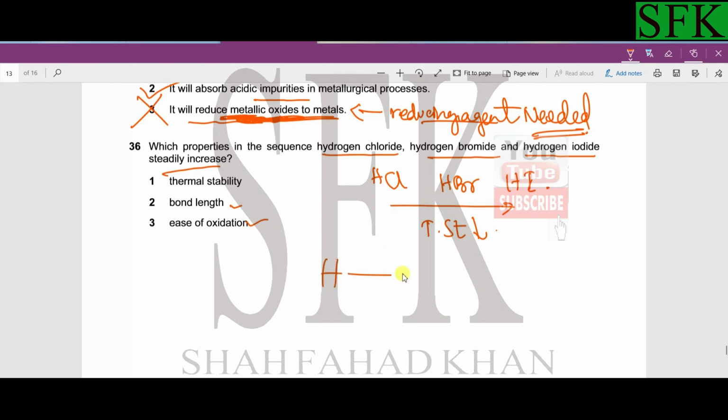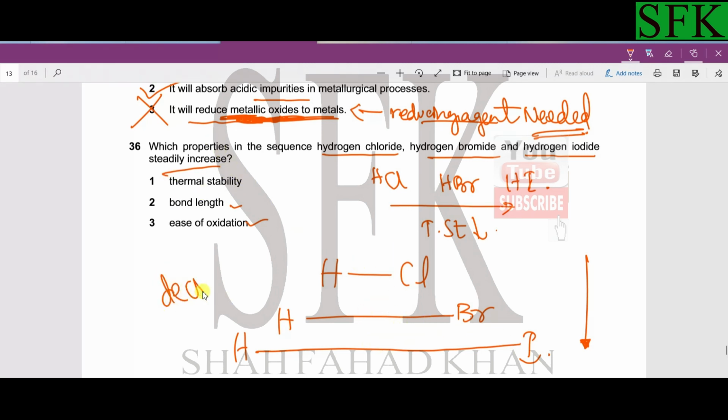If you look at HCl, then HBr, and then HI, the bond length is actually increasing due to the increase in radius. Radius is increasing going down the group. Because the bond length is increasing, the bond energy is decreasing, and so the thermal stability will also decrease.